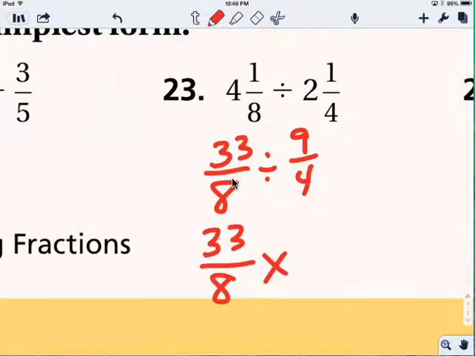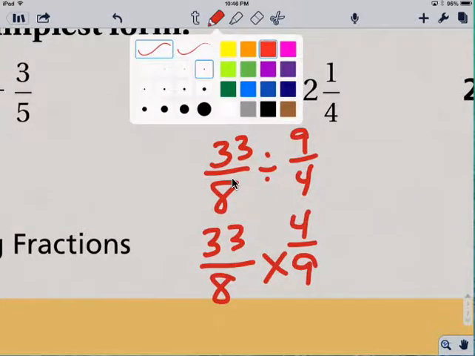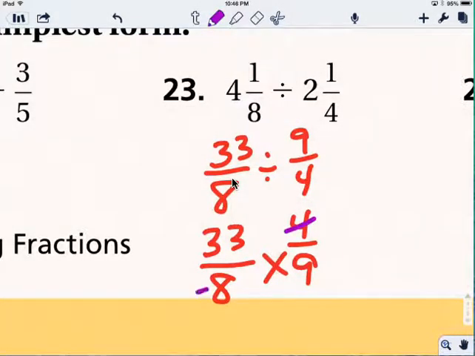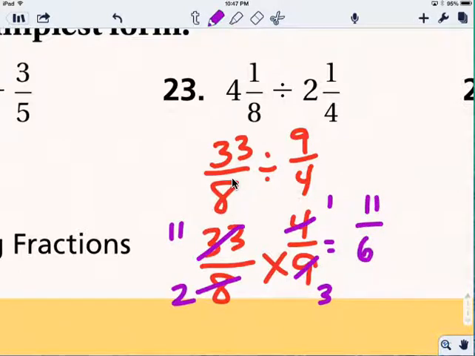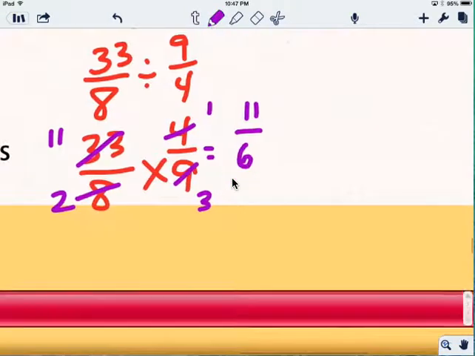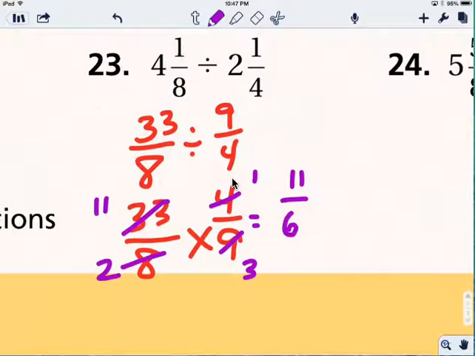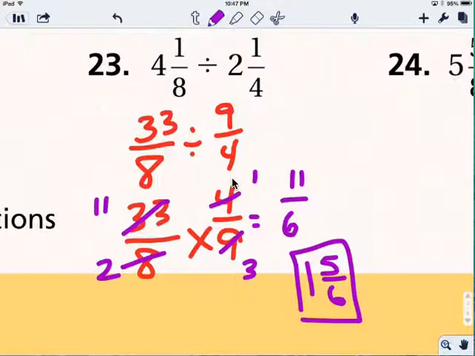33/8 times 4 over 9. We can definitely cross cancel here. 4 goes into 4 once, goes into 8 twice. 3 goes into 9 3 times, goes into 33 11 times. We get 11/6, which equals 1 5/6. Okay.